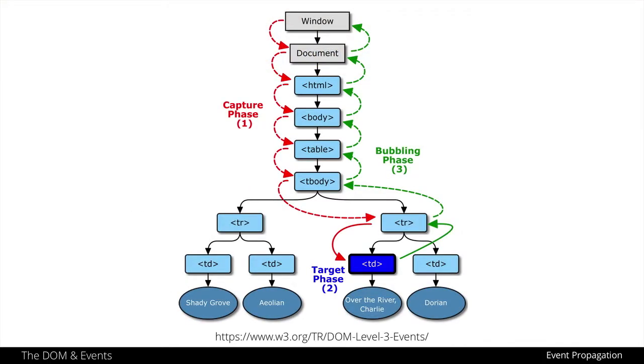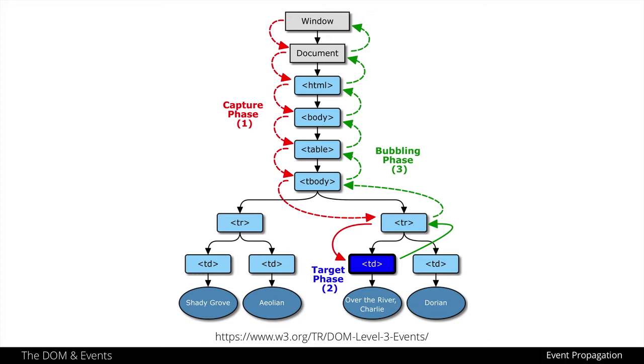Let's take a look at this illustration for an example. Draw your attention to the dark blue TD element. Let's imagine that one of the table cells where it reads "Over the River Charlie" was clicked. In JavaScript in the DOM, what's happening, although we don't know that this is necessarily going on behind the scenes, is that every element above the TD is going to be notified during the capture phase. So starting at the window level, down to the document, the HTML, body, table, table body, TR, and then finally the TD will be notified that something beneath it has been clicked.